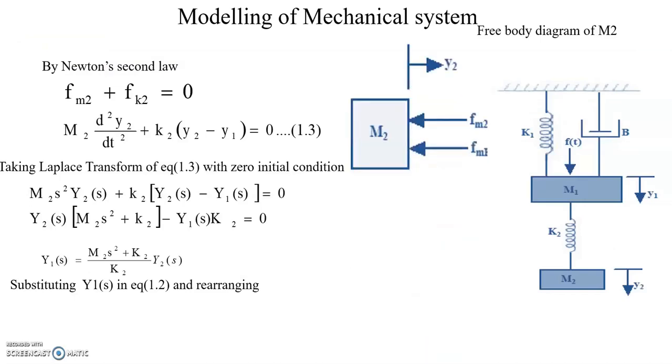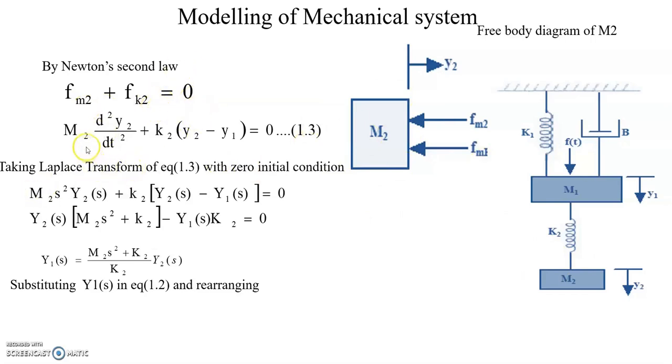Next, you can write the equation for the mass m2. This is the free body diagram for m2. Because m2 is connected with k2, there is no applied force here, only opposing forces, Fm2 and Fk2. You can apply Newton's second law, so Fm2 plus Fk2 is equal to 0.